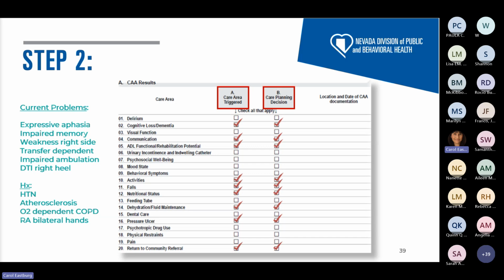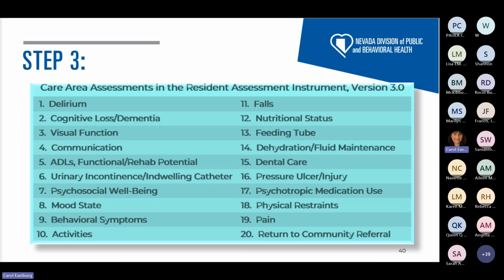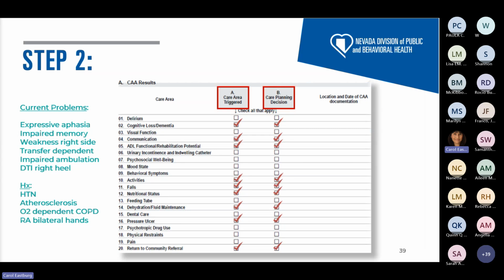All right, step 2. Rather than flip back and forth to my fictitious MDS, I've included a problem list on this slide for convenience. As we review the RAI, we'll indicate in column A which areas are triggered. Okay, my animations got messed up, so we'll just move on. Then we need to indicate each area triggered, whether or not it will be care planned. So in this example, I've identified 9 areas and we'll go through the process for each one of them.